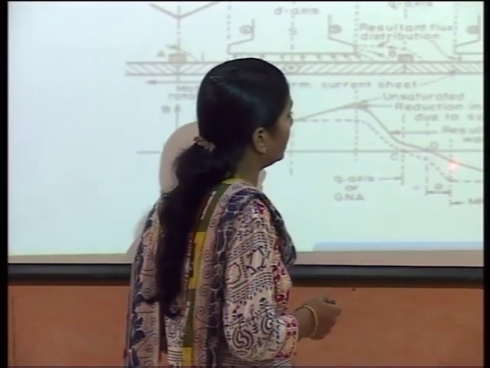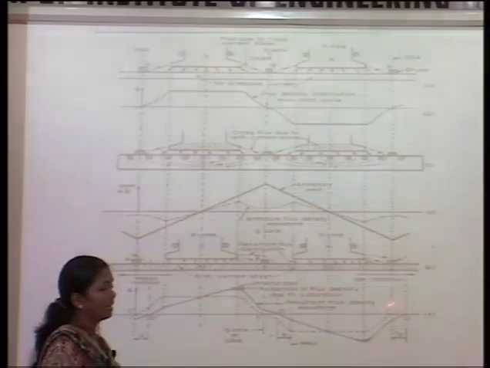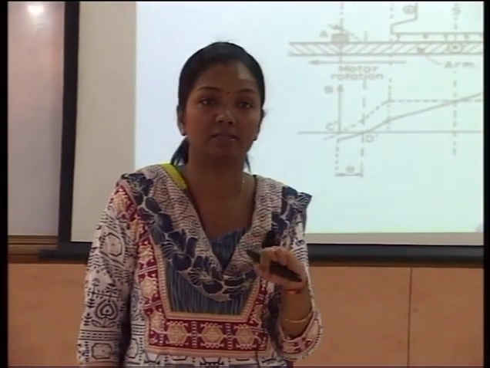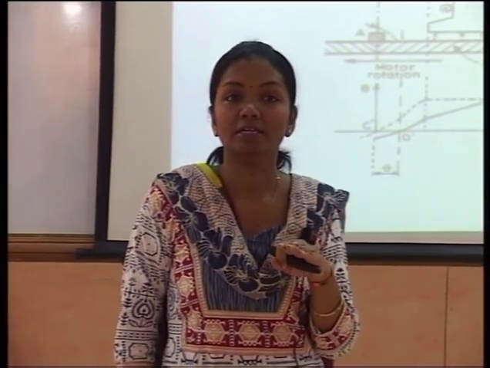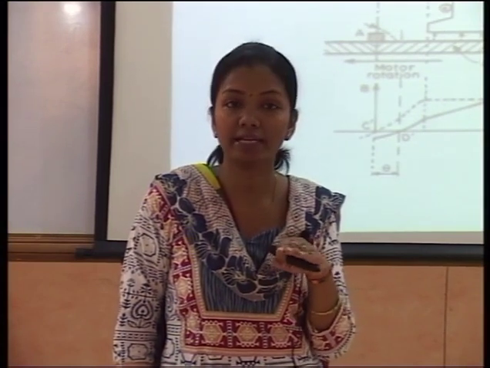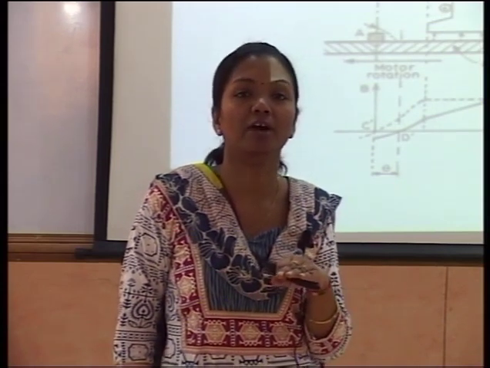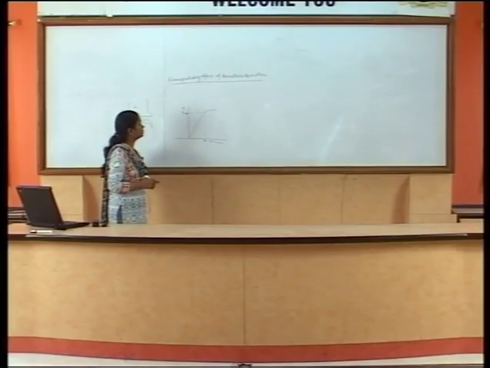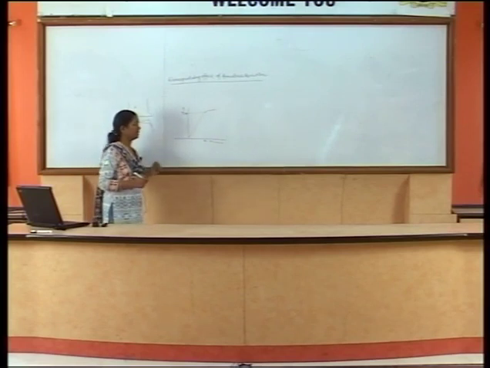Then there is one important impact. This is the area which I have shown by a hatched line, that is the flux density is decreased due to the saturation, and it is called the demagnetizing effect of the armature reaction. So, how this demagnetizing effect of armature reaction works, let us have a look. It can be explained with the help of this diagram.